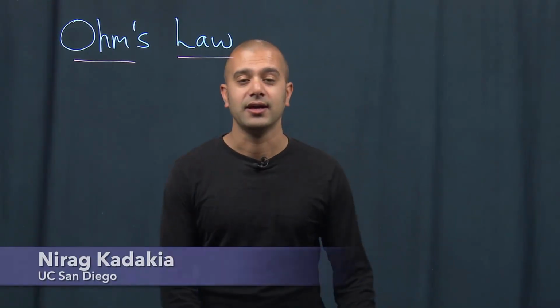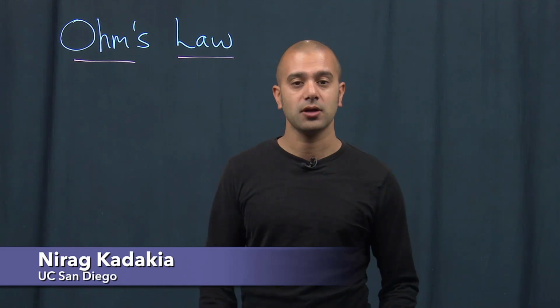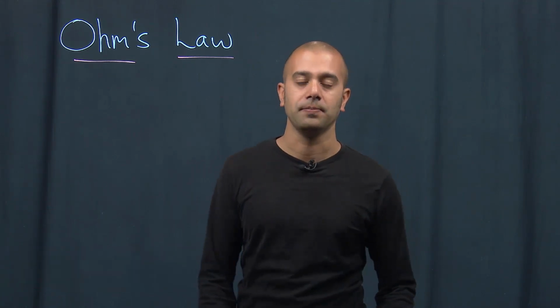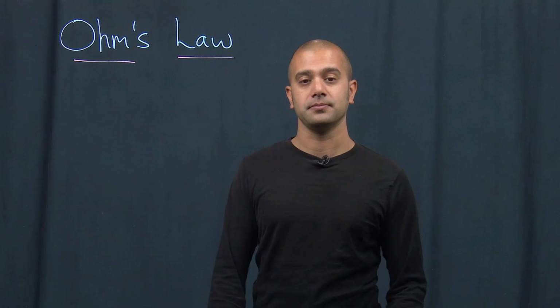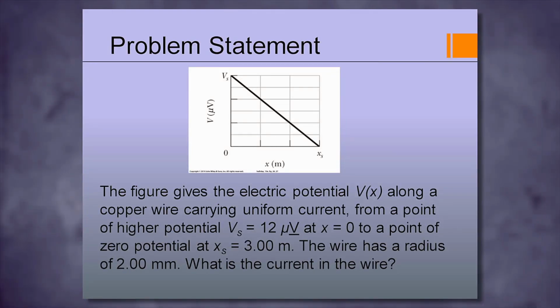Welcome back, everybody. In this video, we'll be taking a look at Ohm's law and applying it to a current carrying wire. Let's take a look at the problem statement. The figure gives the electric potential V of x along a copper wire carrying uniform current from a point of higher potential, 120 microvolts at x equals 0, to a point of zero potential at x equals 3. The wire has a radius of 2 millimeters. What is the current in the wire?